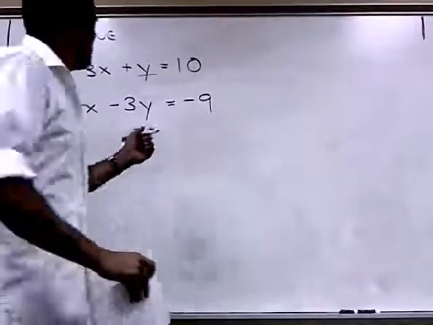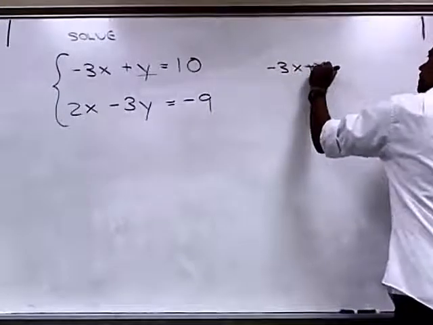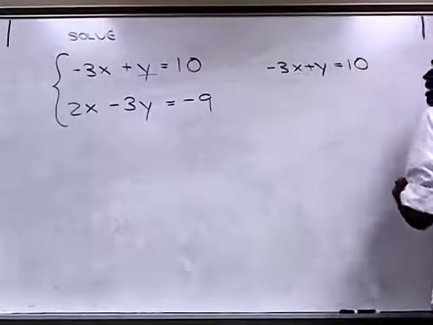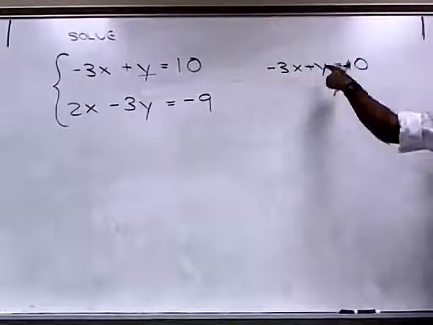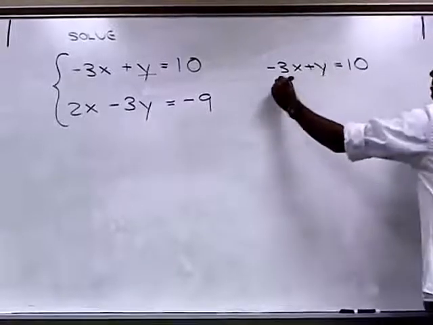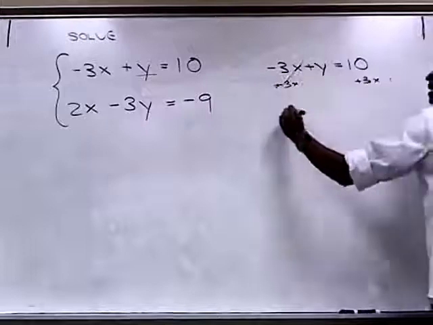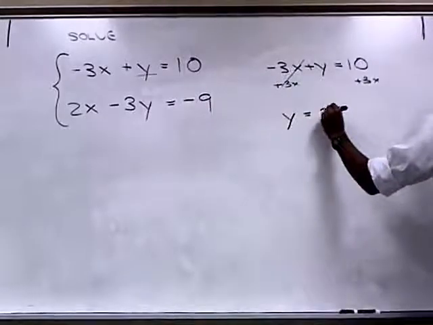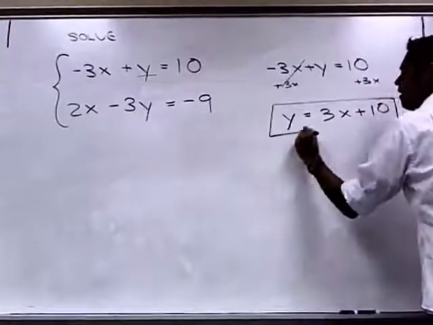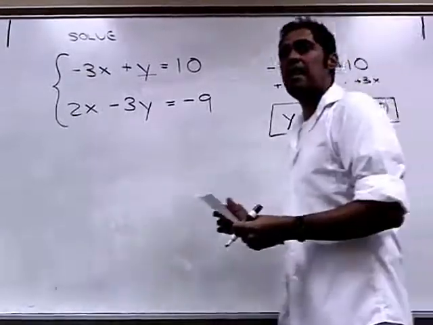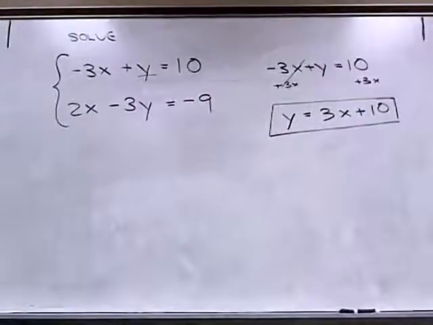So I'm going to take the first equation, and I'm going to solve it for y. That means all I have to do is isolate y. So I will add 3x to both sides of the equation. You get y equals 3x plus 10. Okay, now I know what y is. Y is actually 3x plus 10. So if I know what x is, then I can go back and get y, can't I?